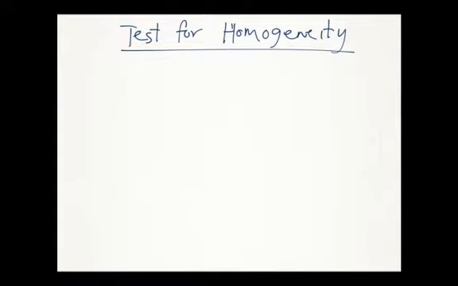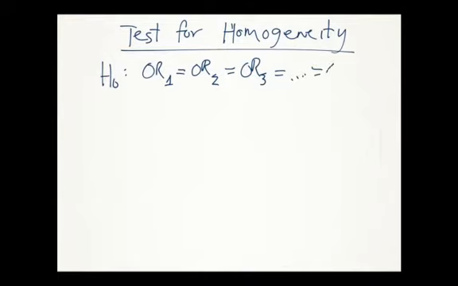So what would the null hypothesis for a test for homogeneity be? Well, it would be that the odds ratio in group 1 is equal to the odds ratio in group 2 is equal to the odds ratio in group 3 is equal to ... the odds ratio in group K, depending on how many groups we have. In our example, we only had 2 groups, so we would stop here. But again, this can be extended all the way up to K different groups.